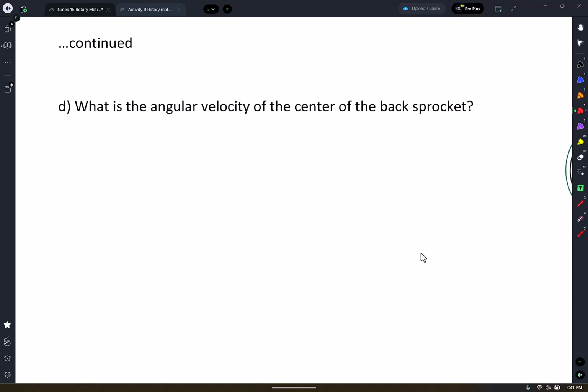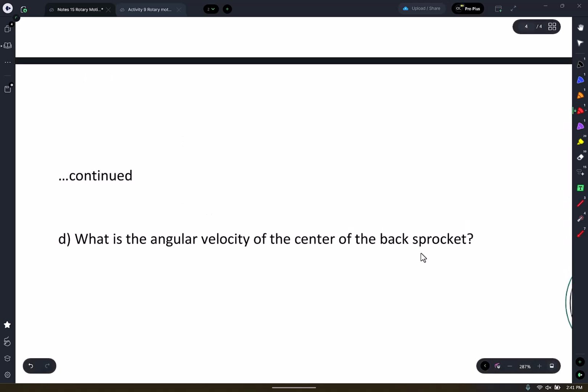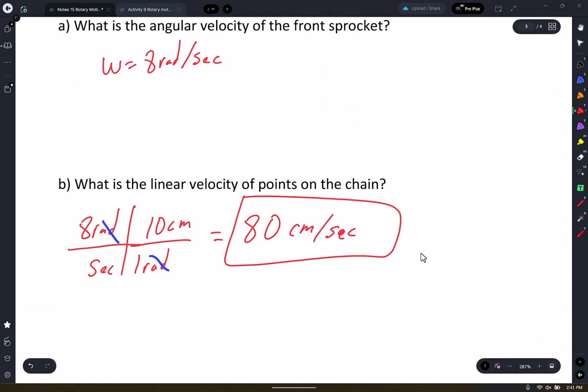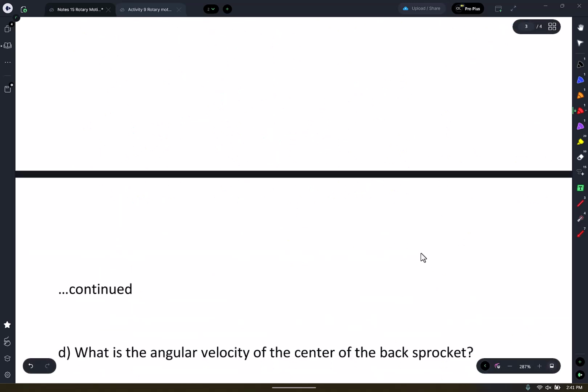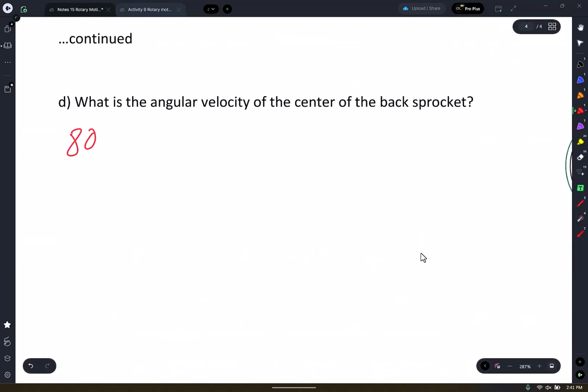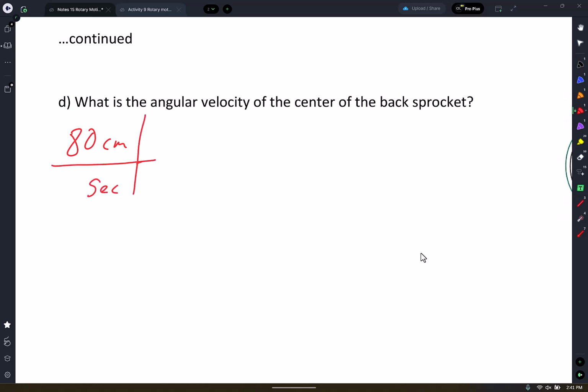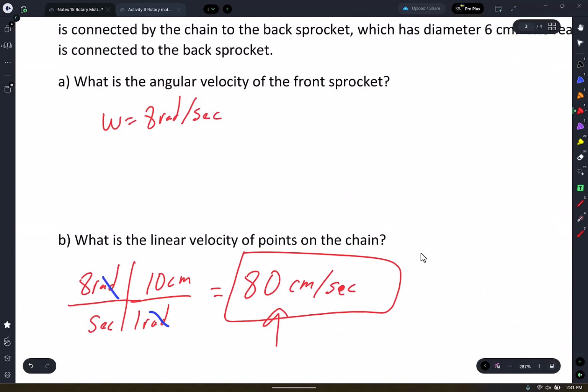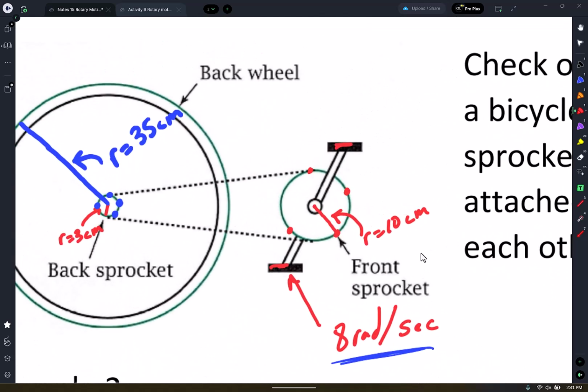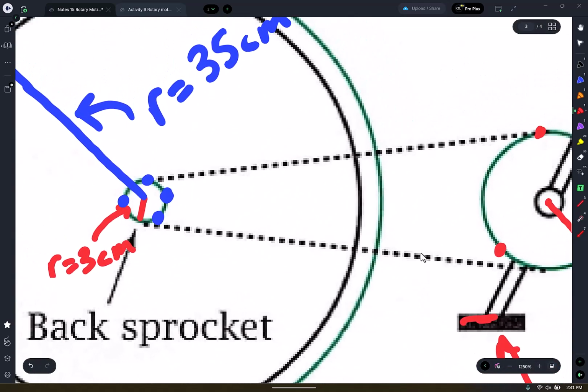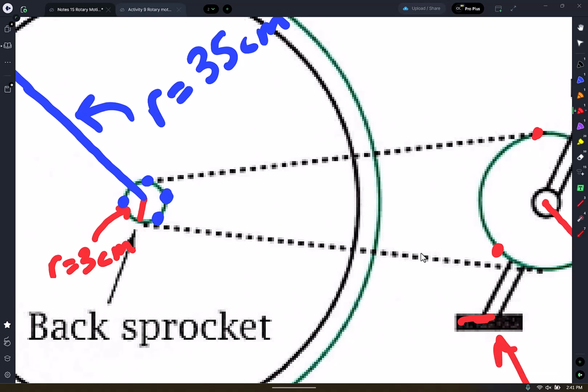What is the angular velocity of the center of the back sprocket? They want to know how fast it's spinning. Okay, well, I know my linear velocity. My linear velocity is what? So I'm going to take the 80 centimeters per second. And this time, I'm looking at the back sprocket. It's definitely spinning faster than the front sprocket. What's my radius of the back sprocket?